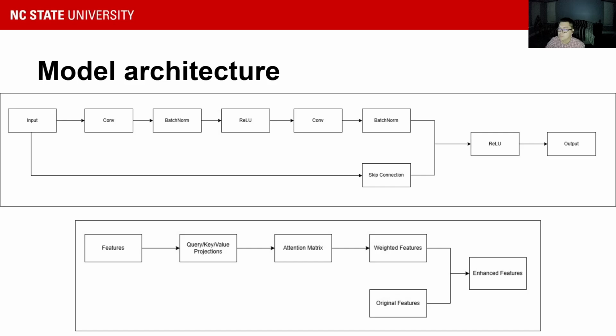This is a diagram of a single residual block that is used in the CNN branch, with convolutional layers and skip connection. And the graph down below is the diagram of the self-attention mechanism that enhances the features obtained after passing through the residual blocks in the CNN branch.